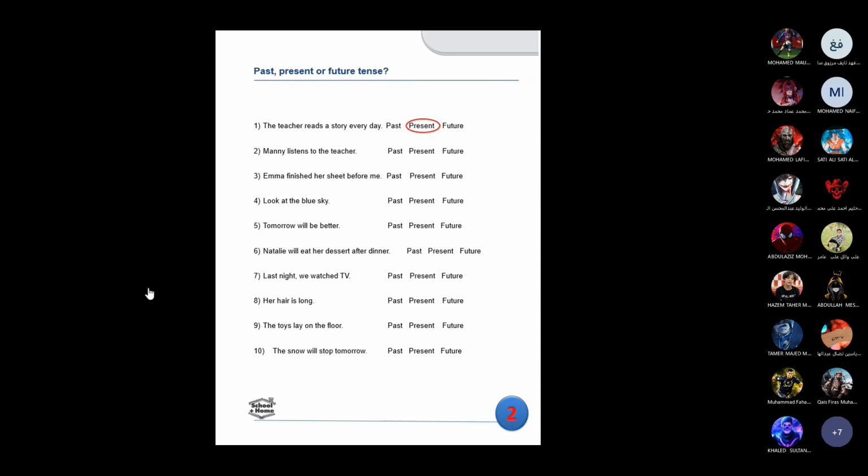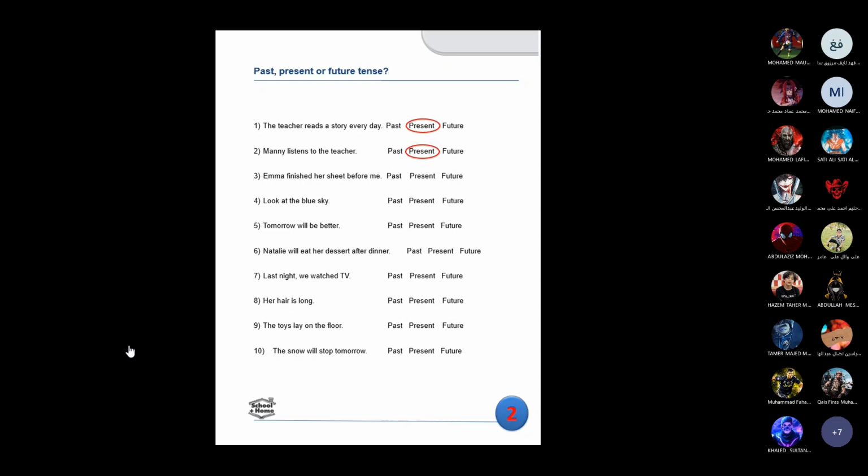Number 2. Mary listens to the teacher. Listens is the verb. Very good. It's what? Present. Excellent. Present, because it ends in what? S. Excellent. Because it ends in s and the subject is singular, so it agrees with the subject, so it's present. Very good.